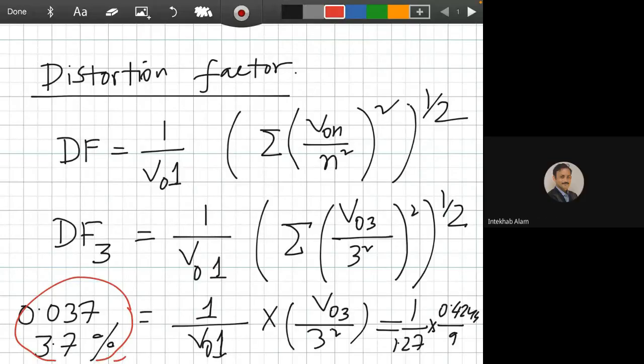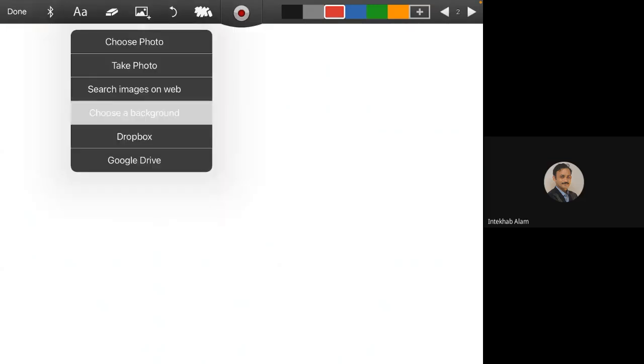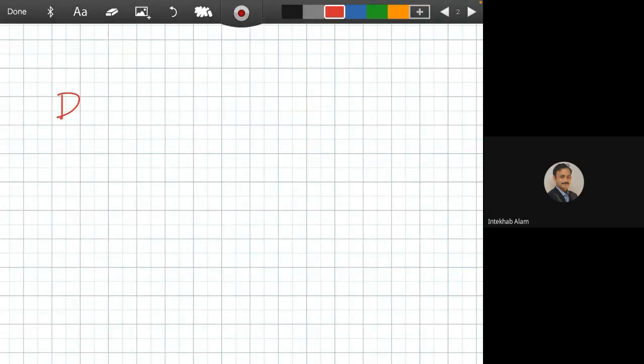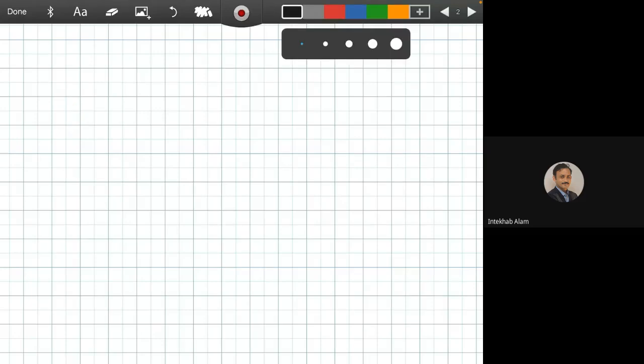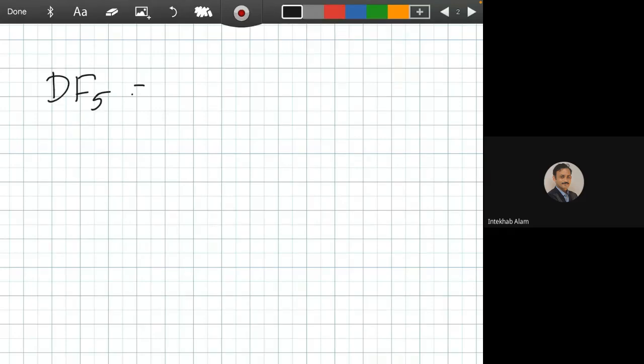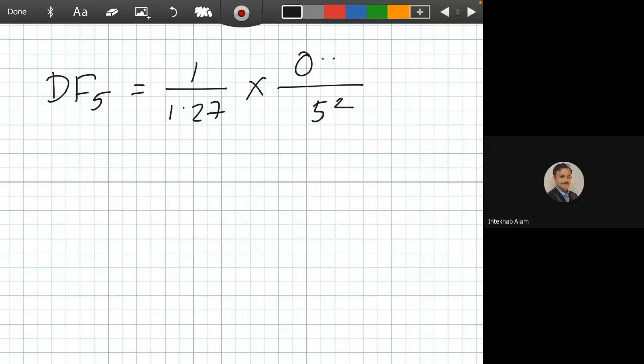Yes, sir. So this says the distortion factor is about 3.7%. Now if we go for the next one, distortion factor for 5, the fifth harmonic, what will be the value? 1.27 multiplied by the value from the Fourier series, 0.2546. Here the value is 0.2546.